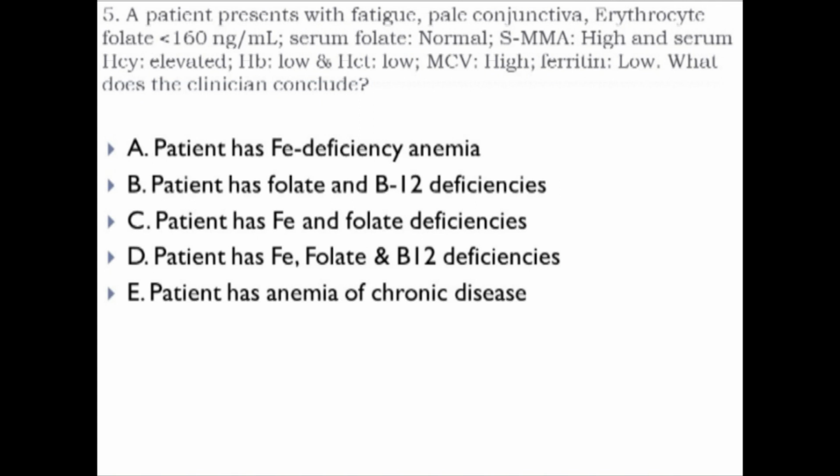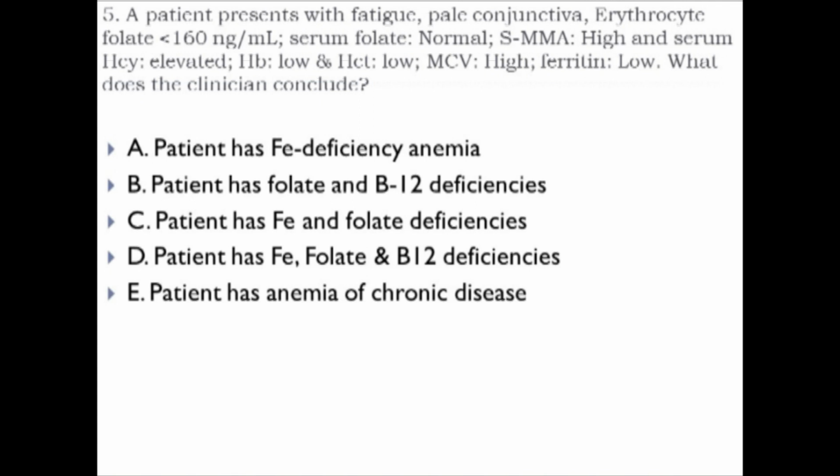In this next question, a patient presents with fatigue, pale conjunctiva. Erythrocyte folate is less than 160 nanograms per milliliter. Serum folate is normal. Serum methylmalonic acid is high. Serum homocysteine is also elevated. Hemoglobin is low, hematocrit is low, the MCV is elevated. The ferritin is low. What does the clinician conclude?